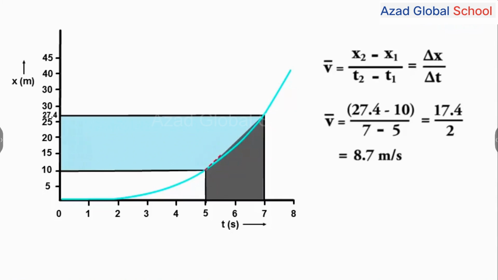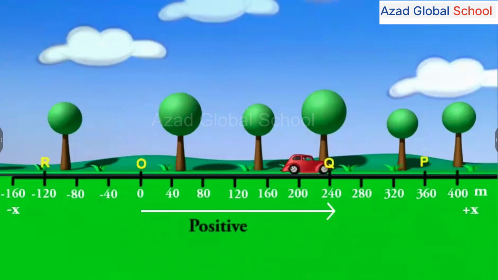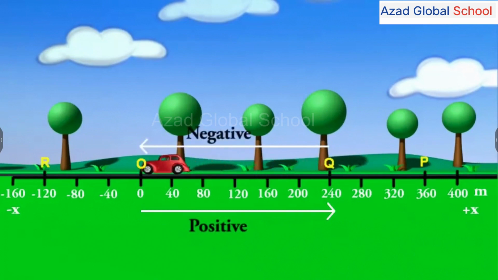Geometrically, this is the slope of the straight line P1 P2 connecting the initial position P1 to the final position P2. The average velocity can be positive or negative depending upon the sign of the displacement. It is 0 if the displacement is 0.